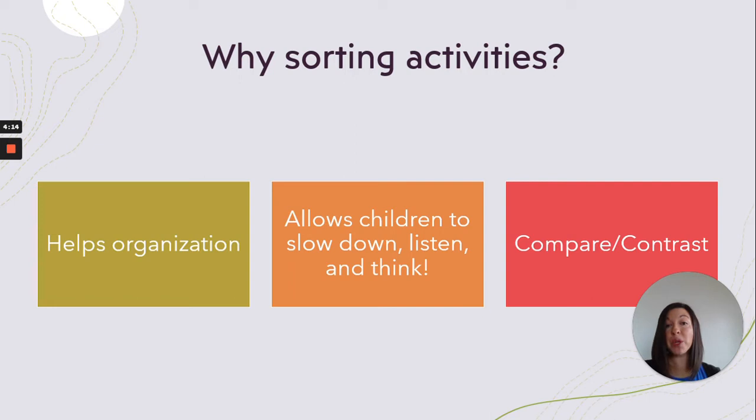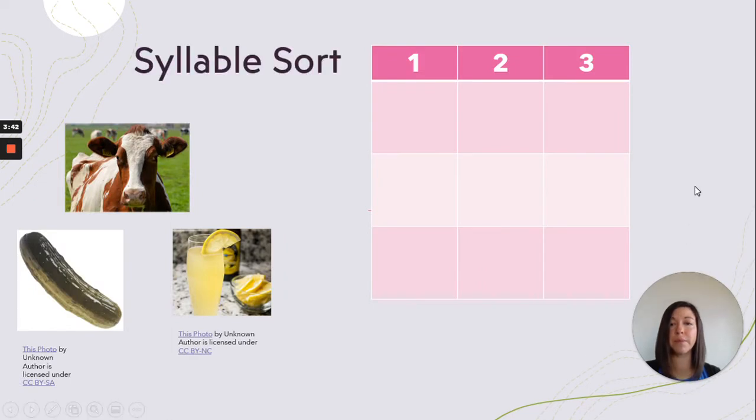Sorting activities are important because they allow your students to cognitively organize those sounds that they hear. And then later on, they'll begin to attach those phonemes, those sounds, to the graphemes, to the actual letters. Sorting also allows your students to slow down and listen and think. Really gives them time to do that. Also allows them to compare and contrast. So, to listen for sounds that are the same and sounds that are different, and really to think about those specific things. One kind of sort is a syllable sort.